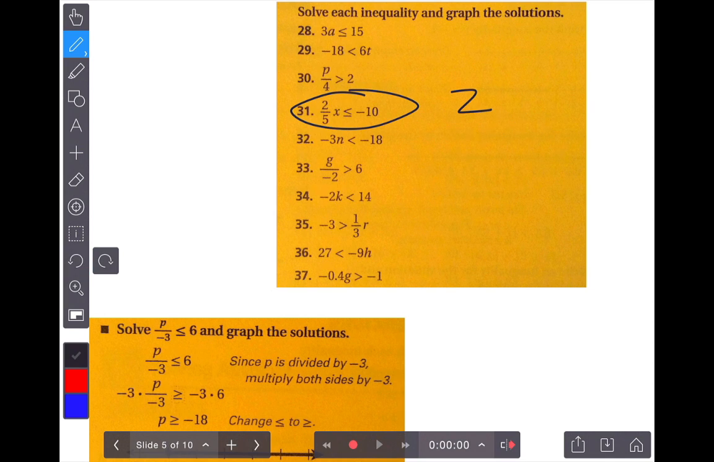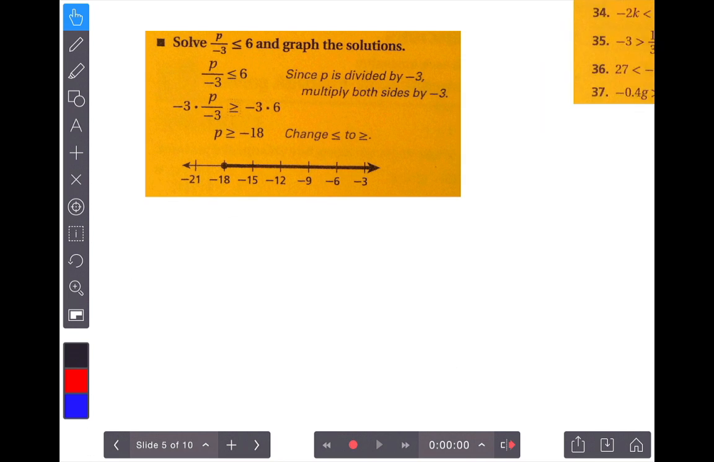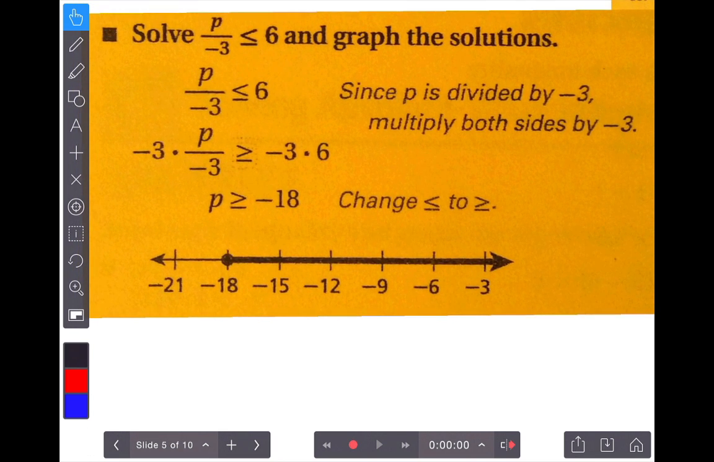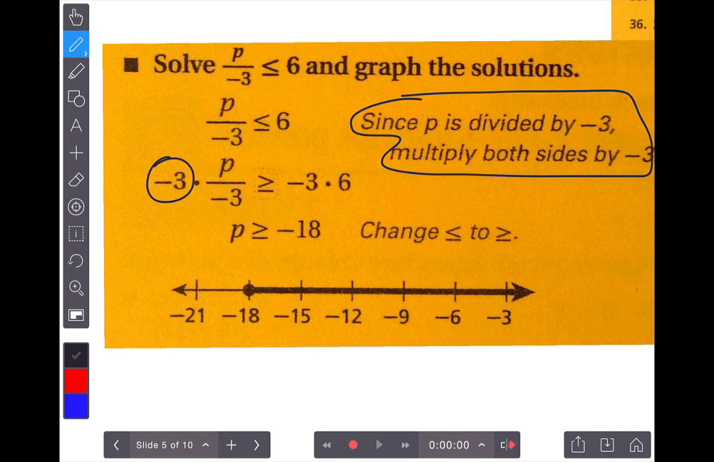All right. I'm going to move this out of the way. And let's take a look at these examples. Let me move it a little more. Let's take a look at this one. Okay. Now, on this particular problem, notice it's p divided by negative 3. And it says, since p is divided by negative 3, you're going to multiply both sides by negative 3, which is what they did. So when you do negative 3 times 6, that gives you negative 18.